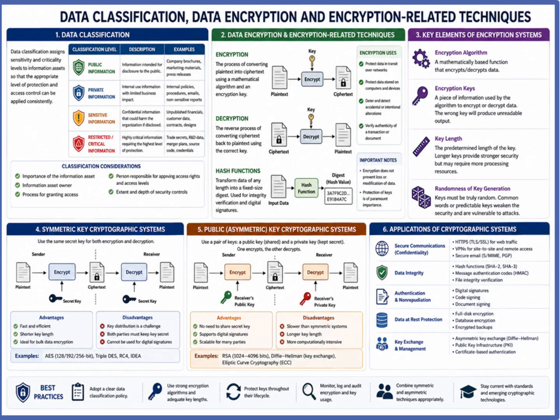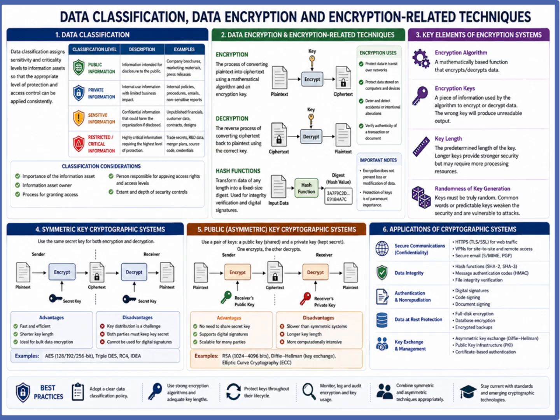Classification also helps define who can access the information, what controls must be applied, and how the organization manages compliance requirements. The next section introduces encryption and encryption-related techniques. Encryption converts readable information, called plaintext, into unreadable ciphertext using an encryption algorithm and a cryptographic key. Only authorized users with the correct key can decrypt the information back into its original form.